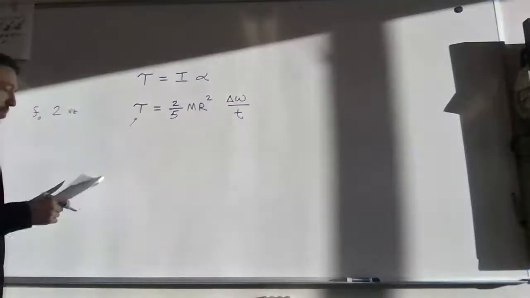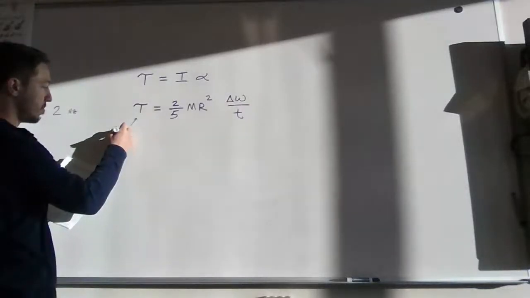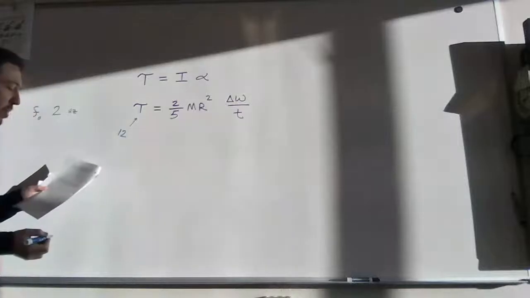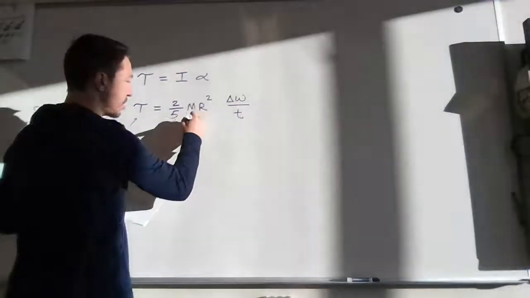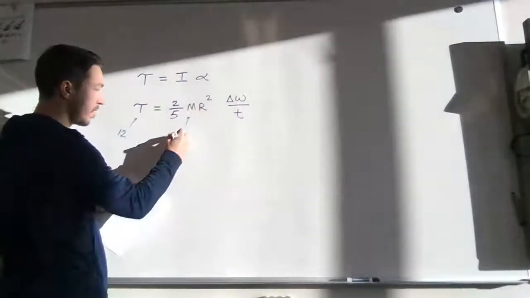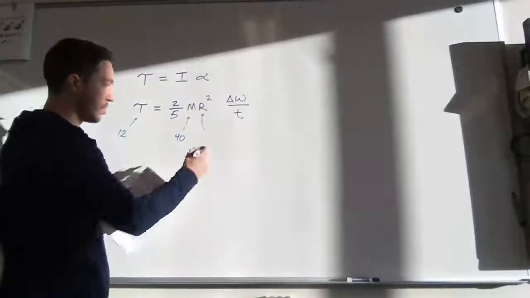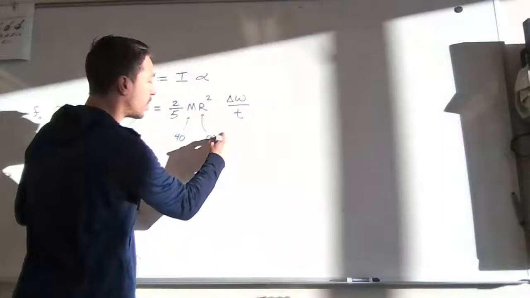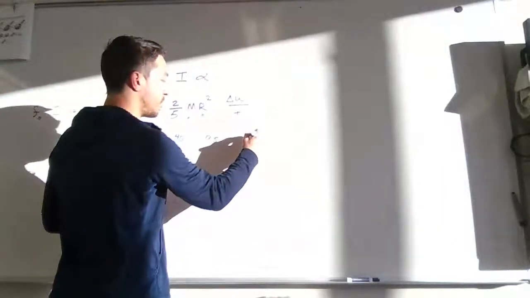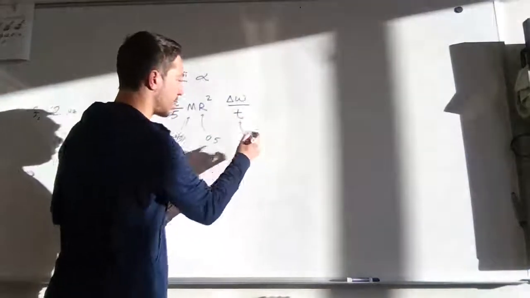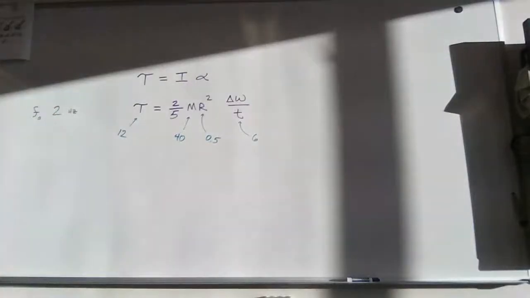What's tau for this problem? 12. Very good. 12 Newton meters. What's M for this problem? 40 kilograms. What's R on this problem? 0.5. What's T on this problem? 6 seconds. So with all that information, we can find the change in omega.